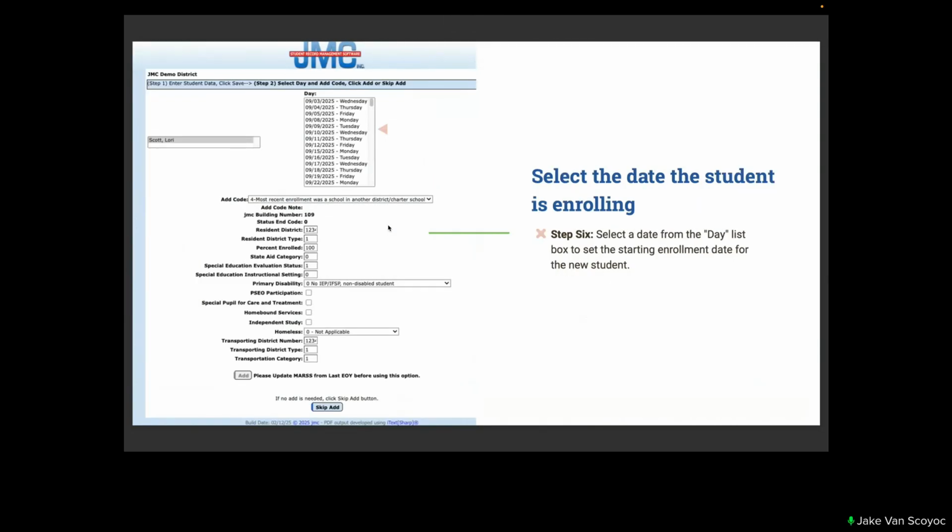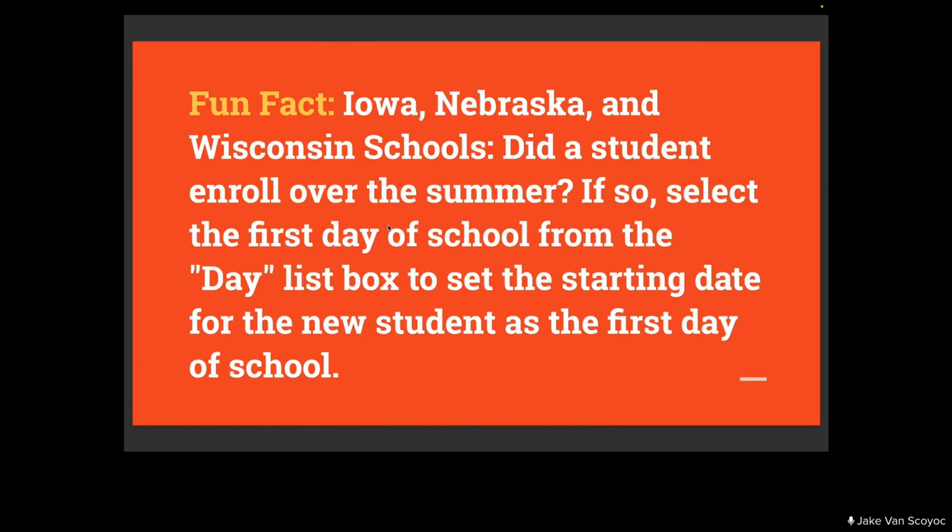Step 6, it will take you to this page. Select the day from the day list box to set the starting enrollment date for the new student. Iowa, Nebraska, and Wisconsin schools: did a student enroll over the summer? If so, select the first day of school from the day list to set the starting date for the new student as the first day of school.